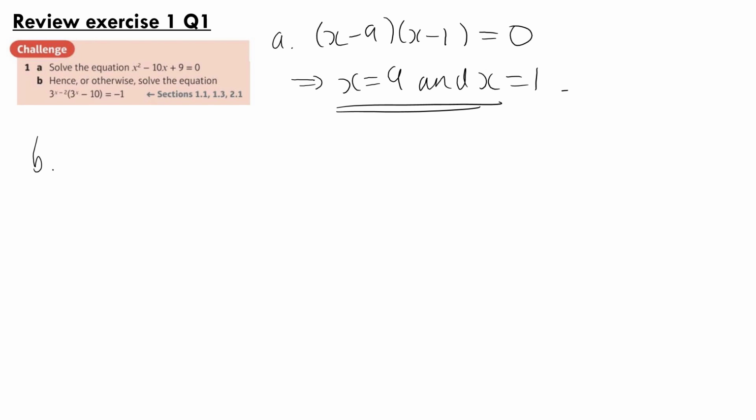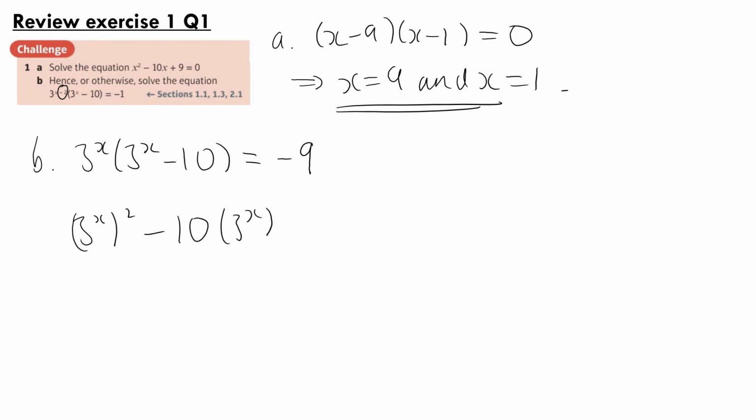Part B. Hence or otherwise, solve the equation 3 to the power of x minus 2 times (3 to the power of x minus 10) equals minus 1. So if we multiply both sides of this equation by 3 squared, or 9, we can get rid of the minus 2 in the power here. So we get 3 to the power of x times (3 to the power of x minus 10) is equal to minus 9. And expanding the brackets on the left hand side, we get (3 to the power of x) squared minus 10 times 3 to the power of x plus 9 equals 0.